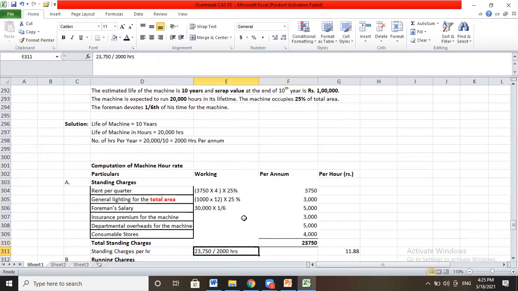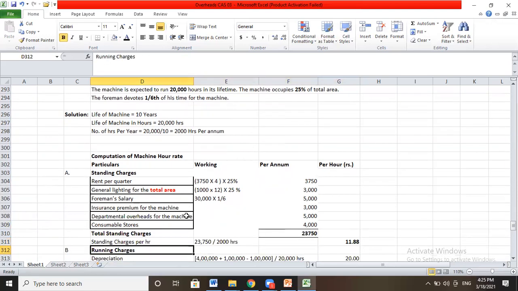So that will be 2,000 hours, because 20,000 hours is given for 10 years. So for a year, it will be 2,000 hours. So 23,750 divided by 2,000 will be 11.888. So this is your per hour cost of standing charges.